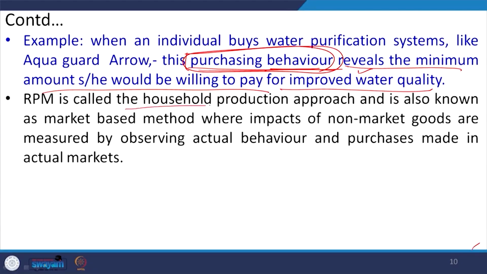So, this reveal preference method is known as the household production approach. So, what is the household production function approach? Generally, if you go to the theory of household production, you will find that, in households, let us suppose you wish to consume pizza at home.